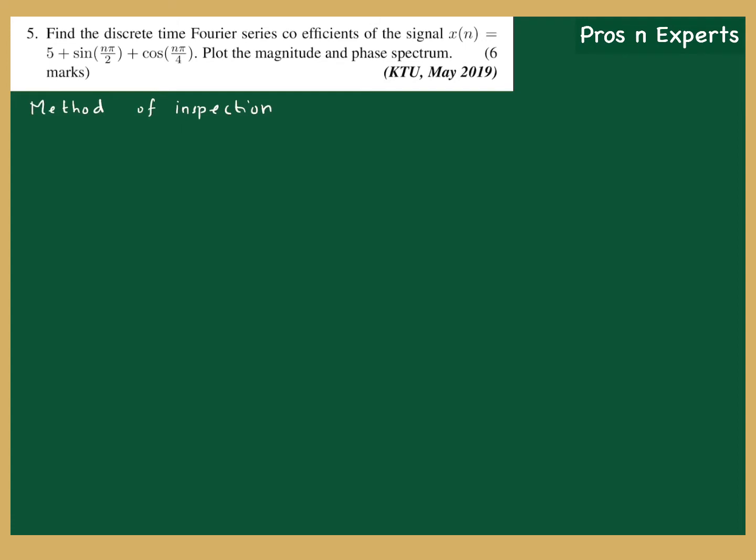In the given signal, let us find out what is omega 0 and what is N. What is the angular frequency and what is the time period. So given signal x of n is equal to 5 plus sine n pi by 2 plus cos n pi by 4. How will you find the omega 0, the angular frequency of this signal? We have done it in the first modules. Anyway, let us refresh how we found the omega 0 of the signal.